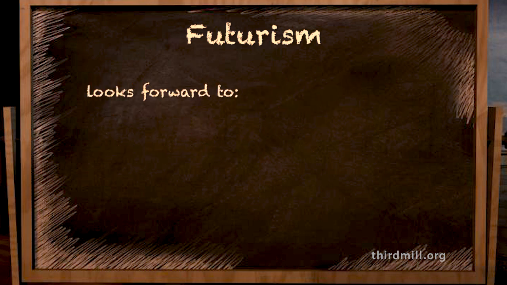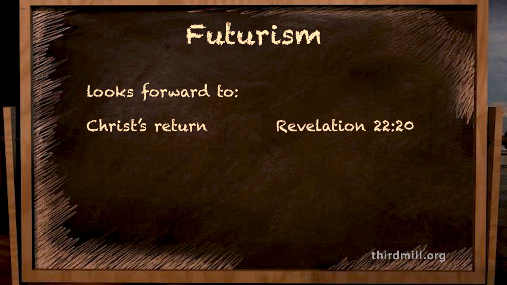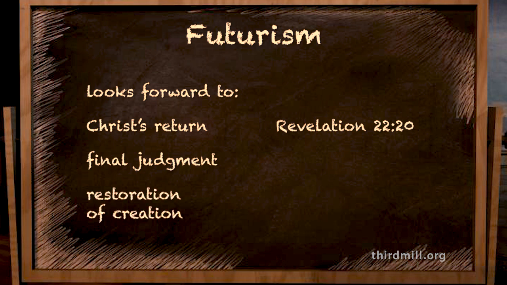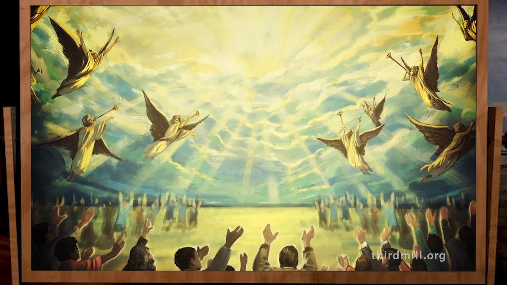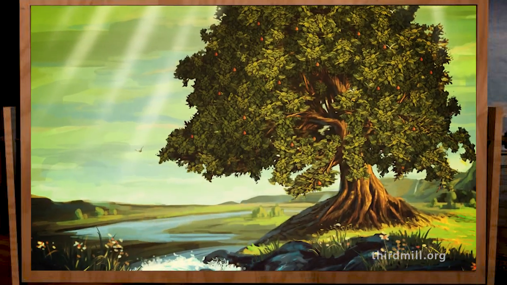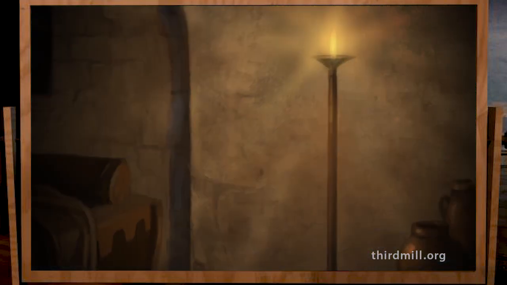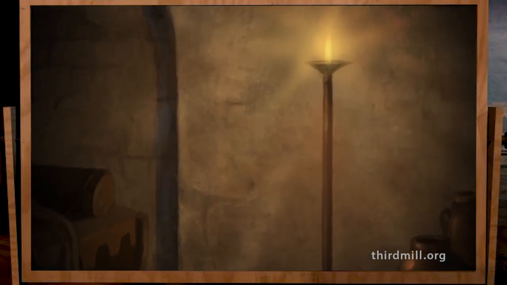It correctly says that Revelation looks forward, above all, to the great events of Jesus Christ's return. We see this central concern in passages like Revelation chapter 22, verse 20. Futurism also rightly looks for a future day of final judgment and the eventual restoration of all creation that is confirmed in other parts of Scripture, such as Romans chapter 8, verses 19 through 25. These interpretations can be applied in many useful ways. They give us hope in Christ's future return, judgment, and renewal of the creation. And they encourage Christians in all periods of history to watch for this time.